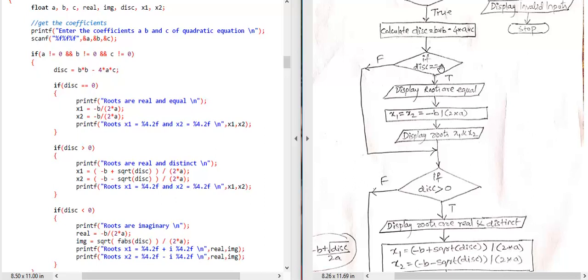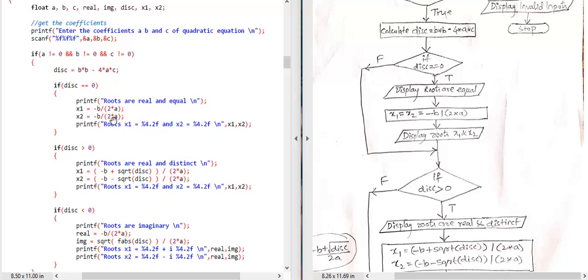If DISC is equal to 0, again there are two paths. If DISC is equal to 0, it will enter here and execute all this. If this condition is false, execution will come to the next statement, that is the next if statement. Let's assume DISC is equal to 0. It will come inside. So display roots are real and equal. Then we calculate x1 is equal to x2 is equal to minus b divided by 2 into a.